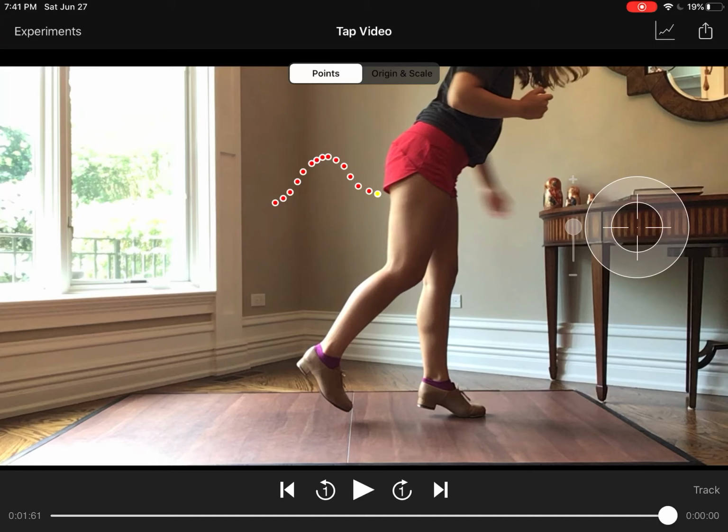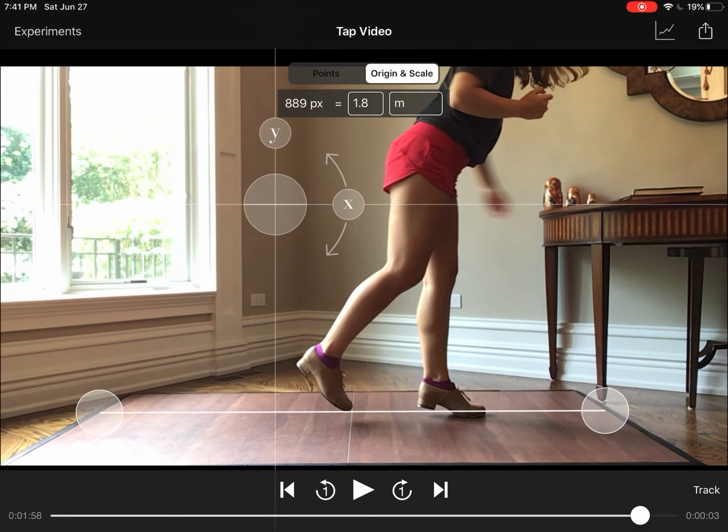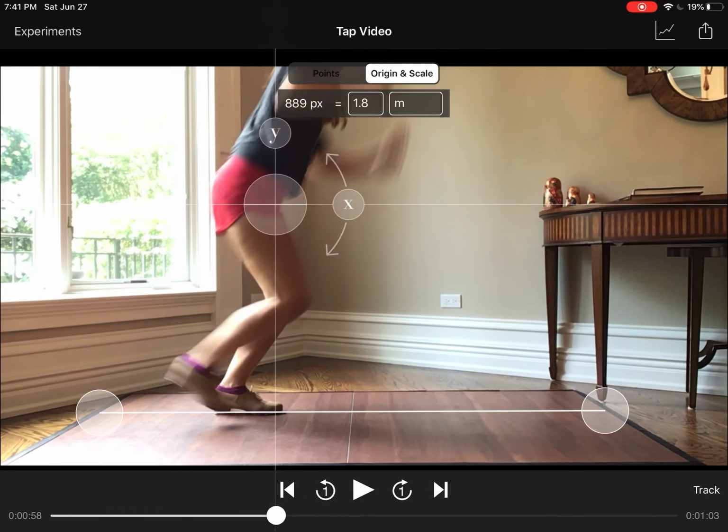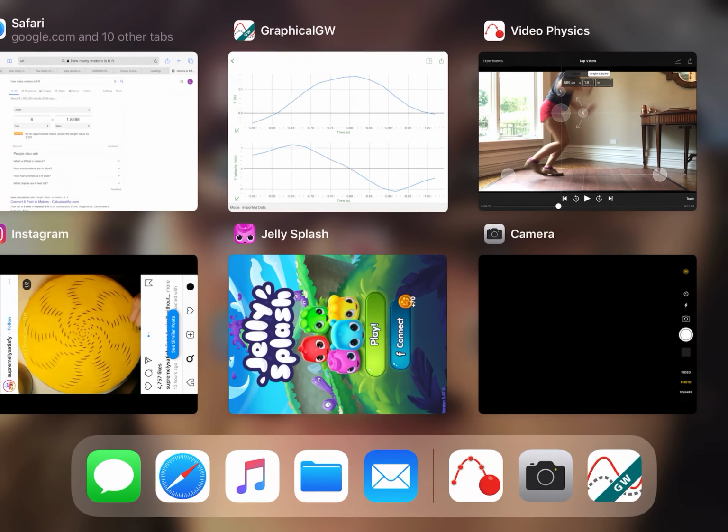If we were to go into the origin and scale, you can see that I put my origin at my first data point, which is right before I took off, and my scale is the length of my tap board. I know my tap board is 6 feet, which translates to 1.83 meters, so I put the scale as 889 pixels equals 1.83 meters. Now let's go to graphical analysis to further analyze the data.